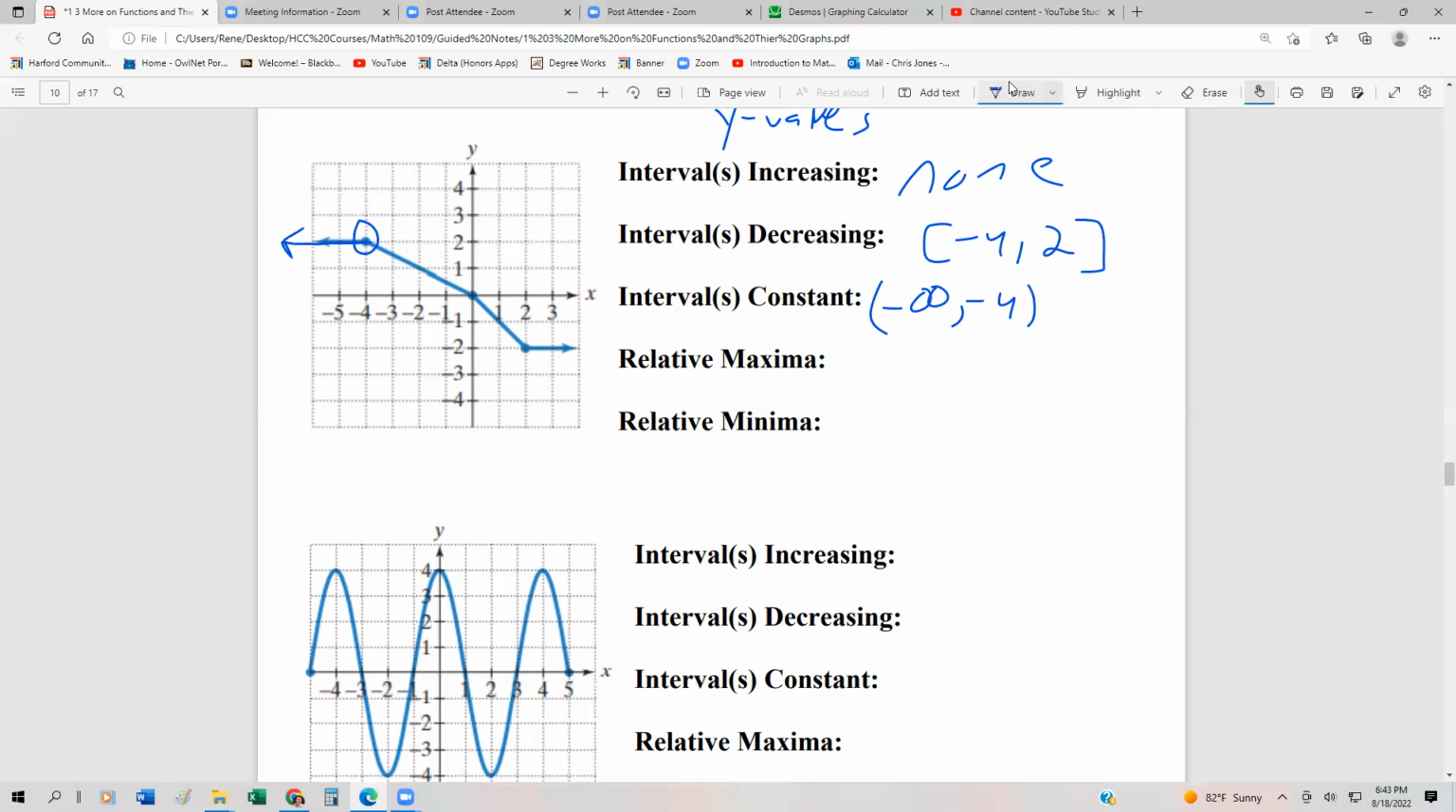We're going to say about -4, and then there's another interval. So we put a union symbol there, and it starts flatlining again right here at 2. So 2, and then it just keeps going forever to infinity.